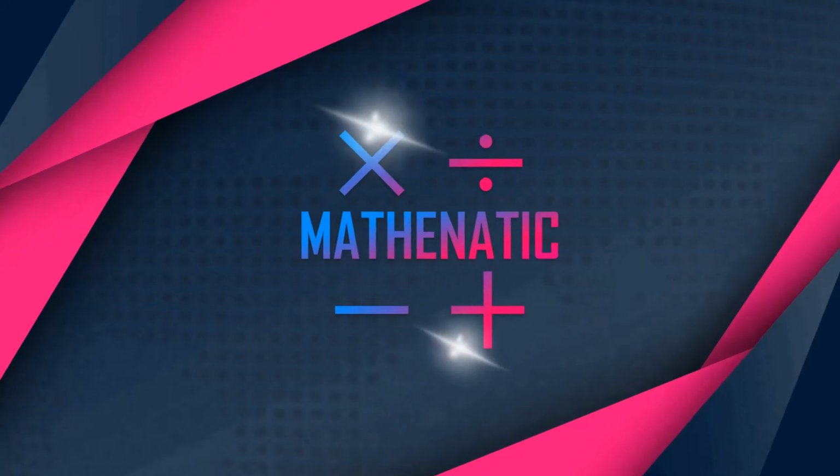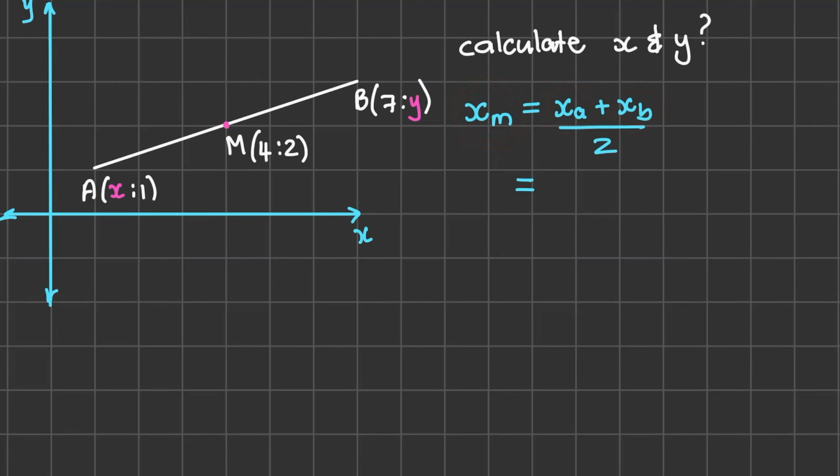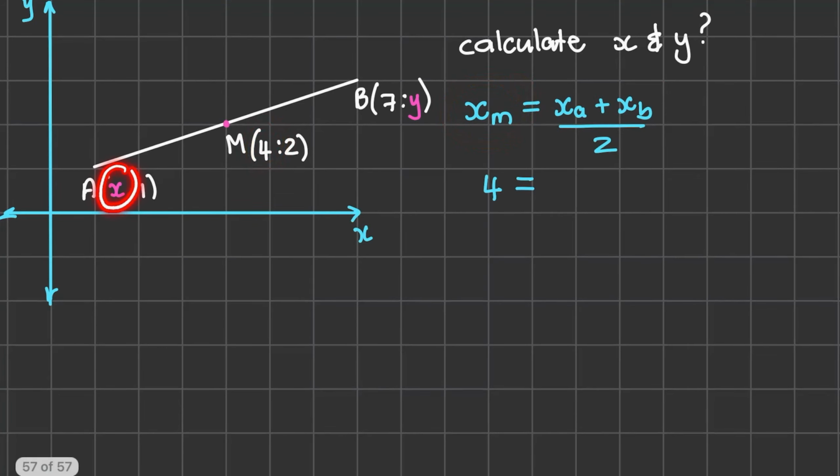In our next example, we have again a line segment A and B, but this time the midpoint M is given to us, and we want to use the information provided to solve the value of X and the value of Y. And we will use the formula of each of the X and Y coordinates of the midpoint to solve X and to solve Y. So for the X value of the midpoint, we say it's the X of A plus the X of B. And if I substitute, I know that the X of M is equal to 4, X of A is simply X, and the X of B is 7.